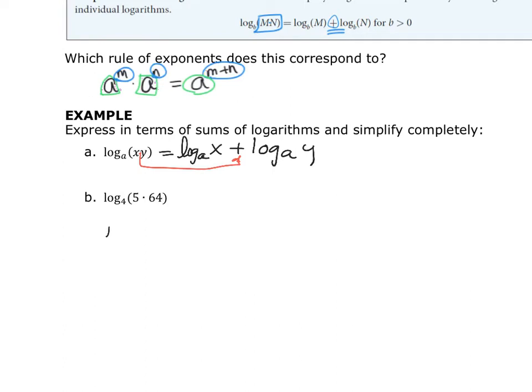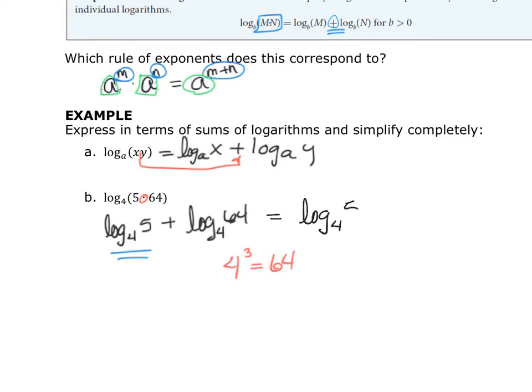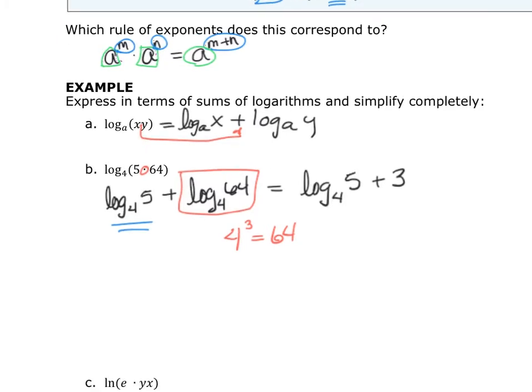If we look at b, we have the log base 4 of 5 times 64. Now remember, this is multiplication, so this becomes the log base 4 of 5 plus the log base 4 of 64. The log base 4 of 5, there's not much we can do with it, but what I know is if I take 4, raise it to the third power, this is equal to 64. So this expression is equivalent to the log base 4 of 5 plus 3, because I can replace the log base 4 of 64 with 3. And we learned that from section 6.1.